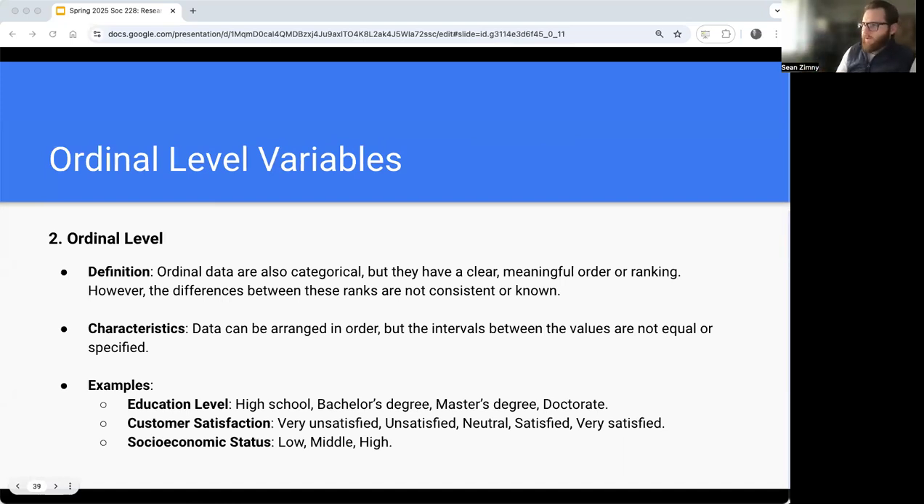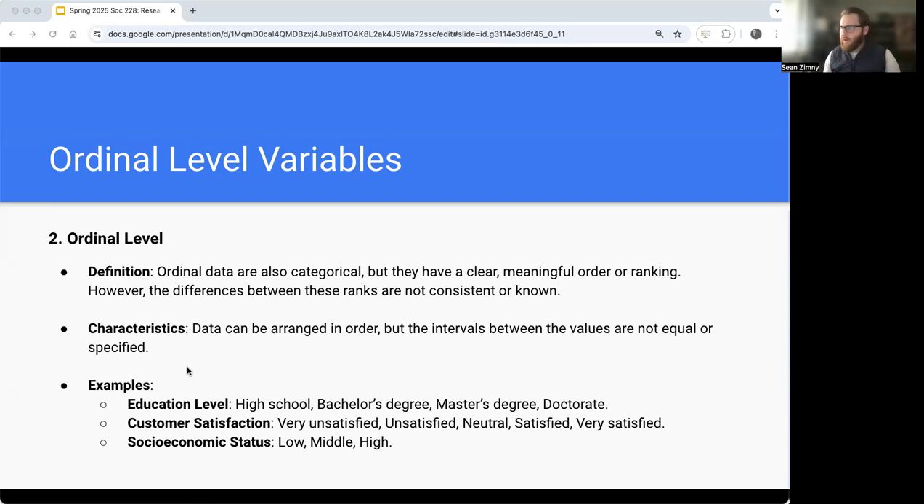Now, ordinal level variables. Ordinal data are also categorical, but they have a clear, meaningful order of ranking. But these ranks are not necessarily consistent or known. The data can be arranged in order, but the intervals between the values are not equal or specified. Examples would be a high school, bachelor's, master's degree, or doctorate when asking about your education level. They're categorical and they do have order and ranking. High school is one level, doctorate's another, and there's levels in between. But there's no specific difference in these ranks that is known, not a 1 to 2 or 2 to 4.